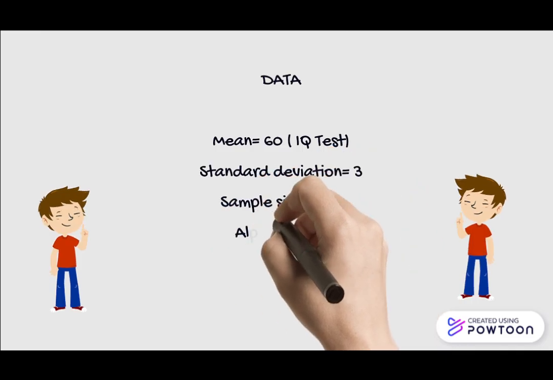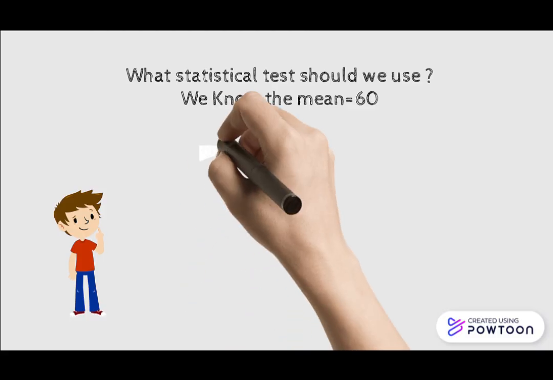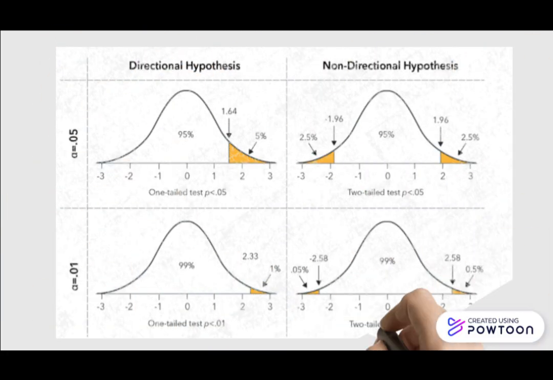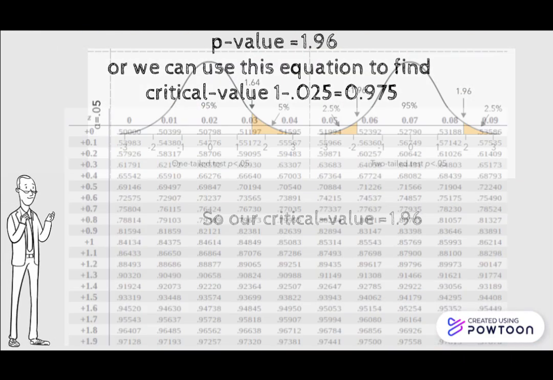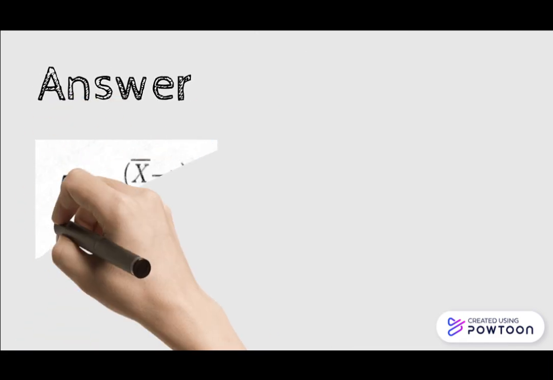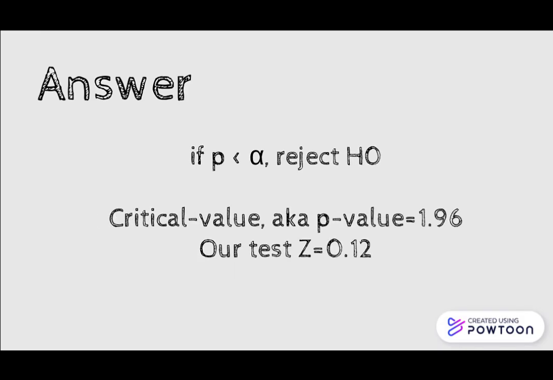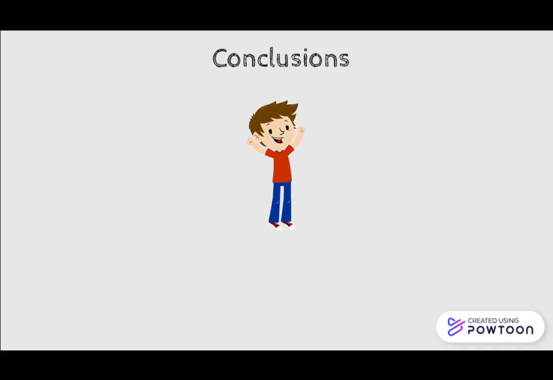Since we know the population mean, we'll use a z-test to analyze the results. Next, we find the p-value based on our chosen alpha level, in this case, 0.05 for a two-tailed test. Looking at the z-table, we know the critical values are 0.96. Our calculated z-score is 0.12, which falls well within that range. That means our p-value is higher than 0.05, so we reject the null hypothesis. There is enough evidence to say chess makes a difference.